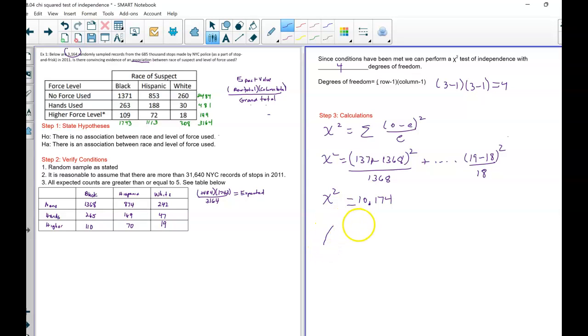So now let's calculate the p-value. So the probability we get a chi-squared statistic greater than 10.174 is equal to chi-squared CDF, 10.174, 9E999, and 4 degrees of freedom.